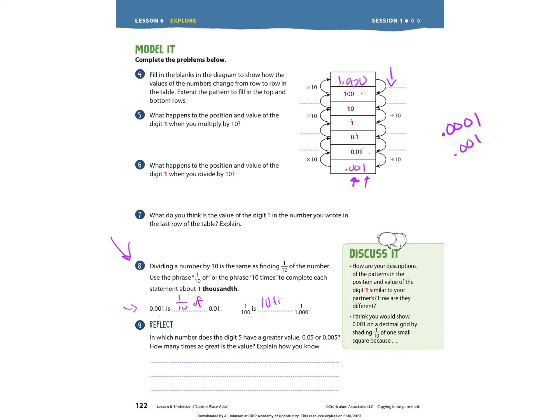10 times. It's bigger, remember? Fewer digits, but it's a bigger number because it's getting closer to 1, right? Because this is 100th and this is 1,000th. So this number is further away from 1.